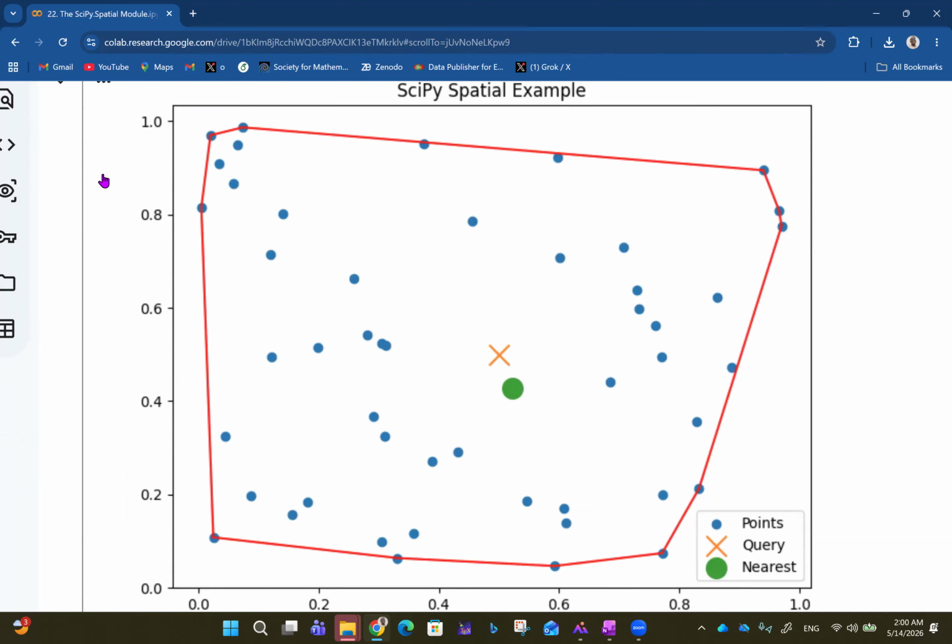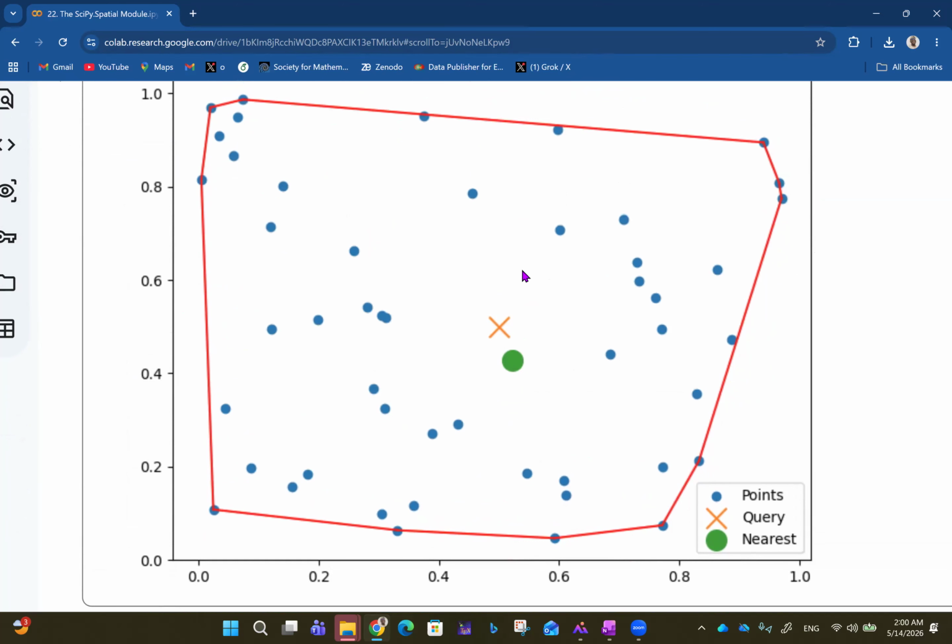So here now we put everything together. You have your query. This is like your location. Then the nearest point to it is this green one, and then these are other points like that.